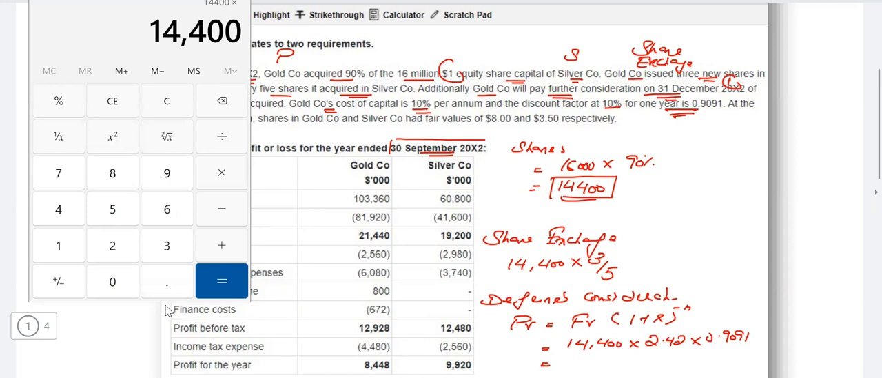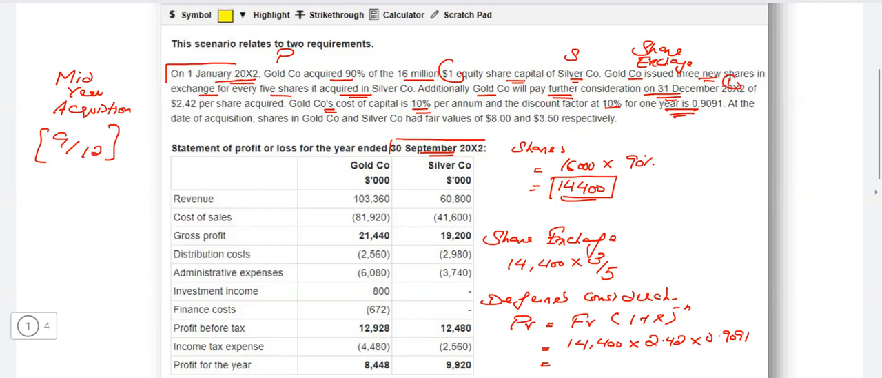So 14,400 multiplied by 2.42 multiplied by 0.9091. You can check it as well: 14,400 multiply by 2.42 multiply by 0.9091.